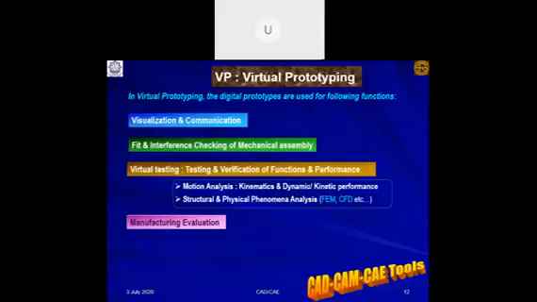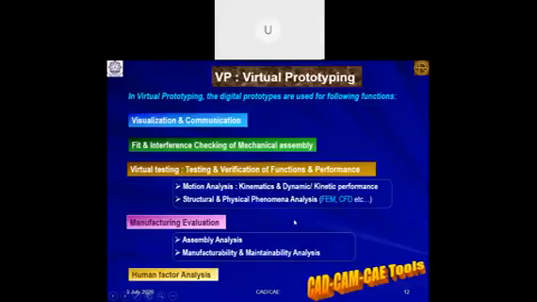Another important function nowadays of a virtual prototype is manufacturing evaluation, and that can be done in different ways. One is assembly analysis, by checking the assembly sequence, and also by checking the manufacturability and the maintainability aspects. So these two are covered within the domain of manufacturing evaluation.